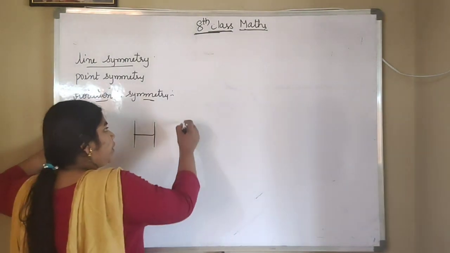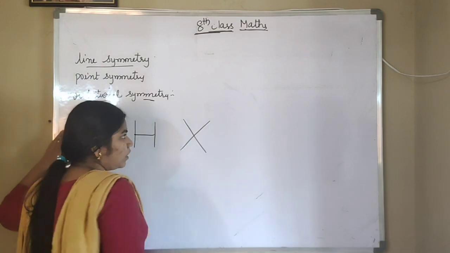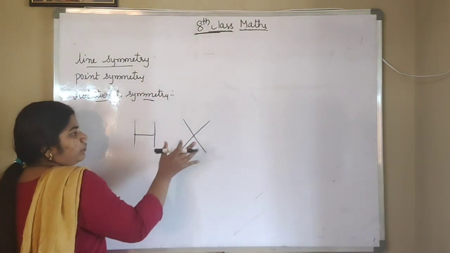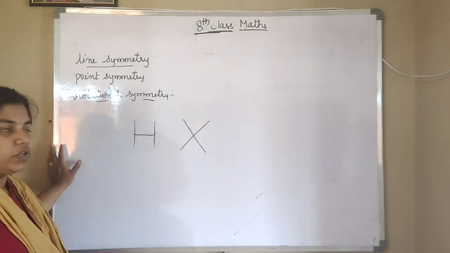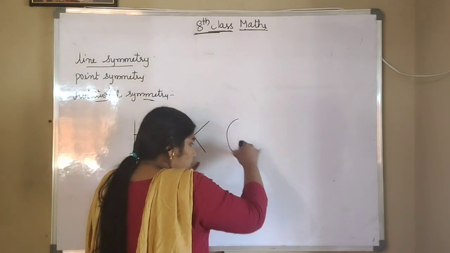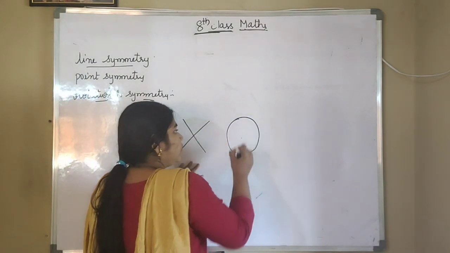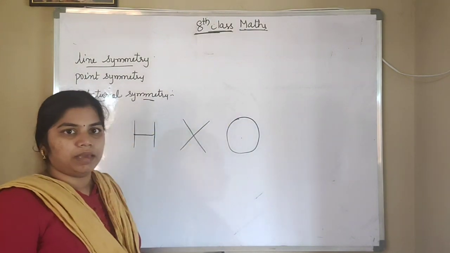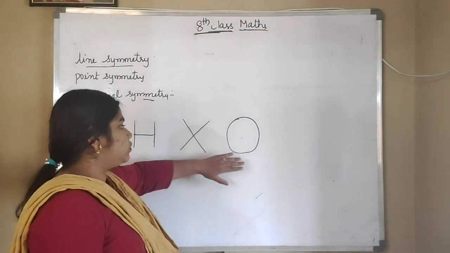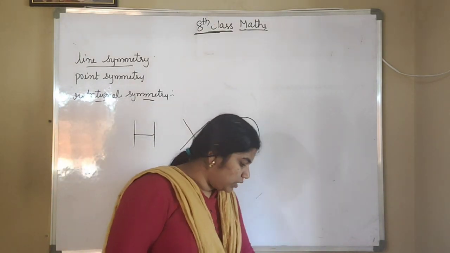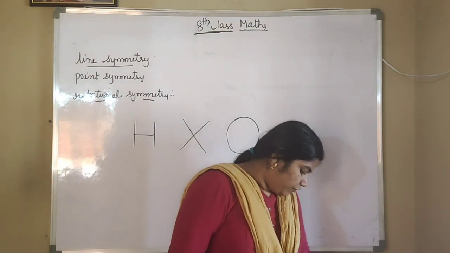In the same way you can take the X. Here also, if you observe from up and down, it will look the same. So this is also in the form of point symmetry. You can take O also. If you observe from up and down, again it will be the same figure. So this is also a point symmetry. Like this you have so many point symmetrical figures.